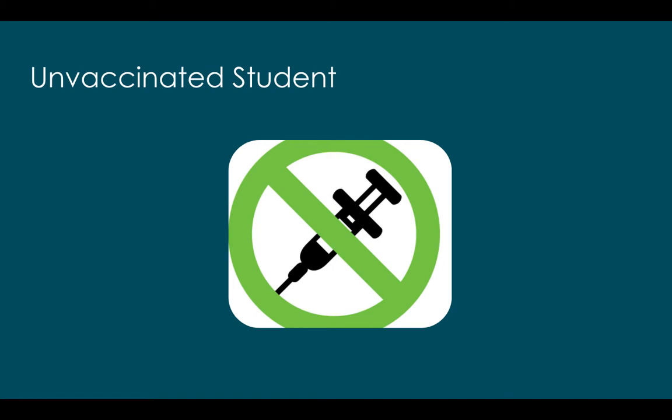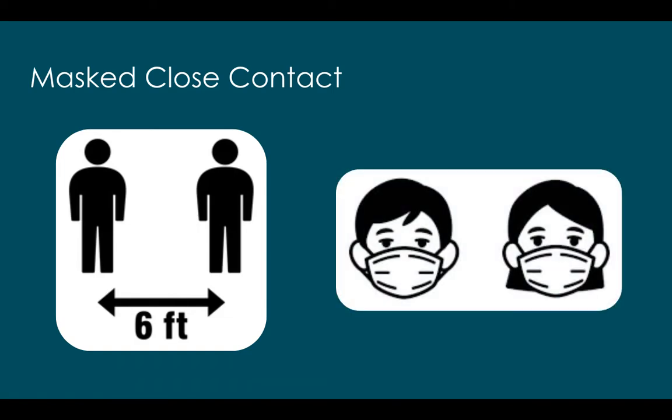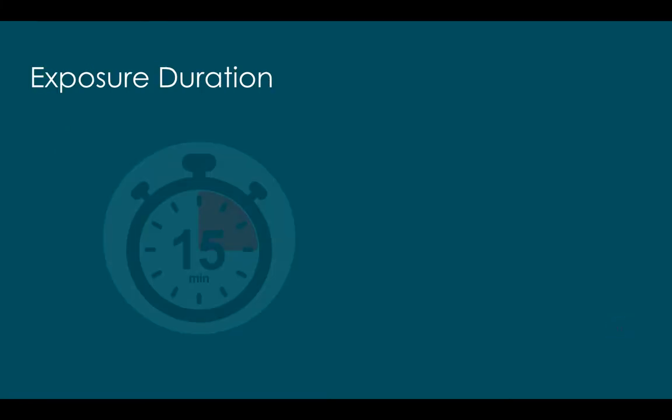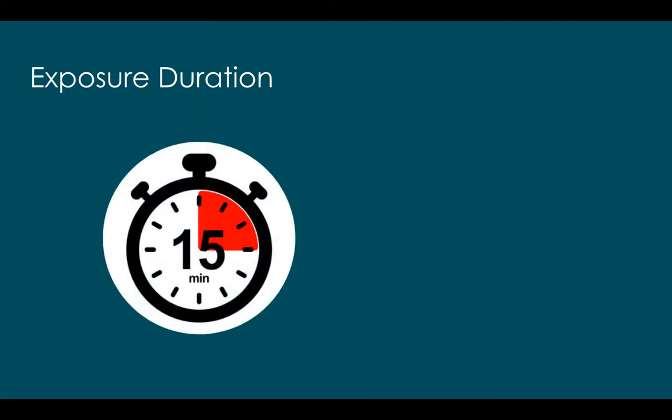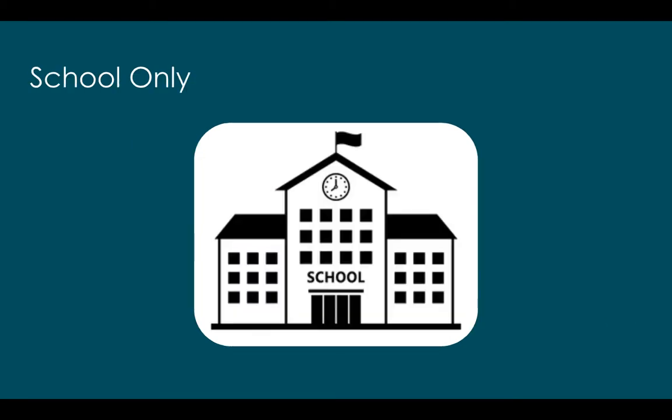It starts with your unvaccinated student coming within 6 feet of a COVID positive individual while both your student and the COVID positive individual were wearing masks. And this contact within 6 feet lasted a grand total of at least 15 minutes within a 24-hour period. Finally, all of this must have occurred at school in order for modified quarantine to apply.